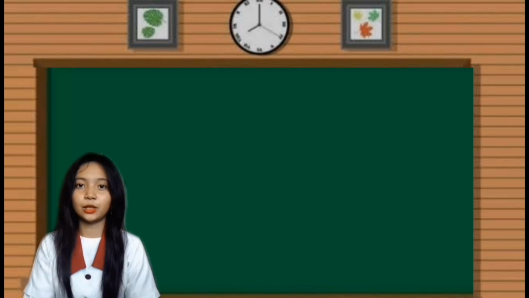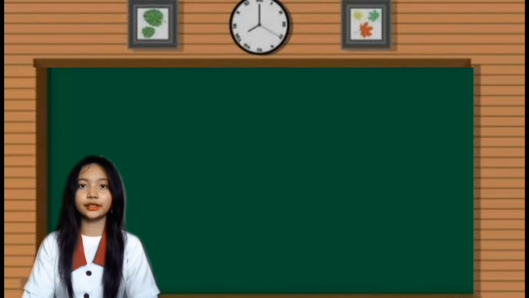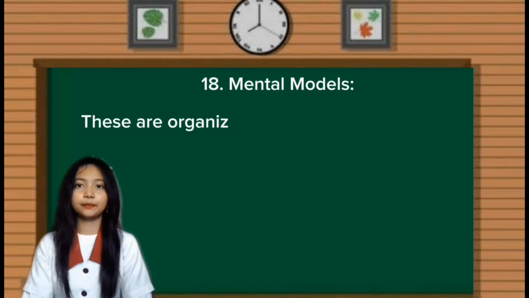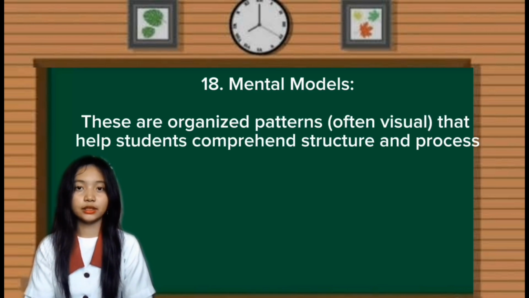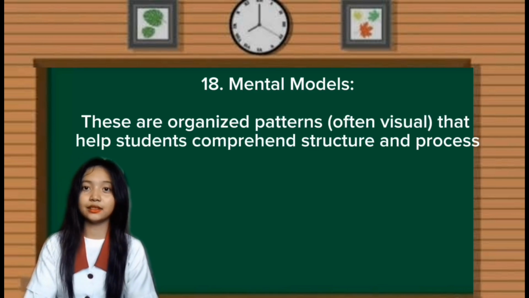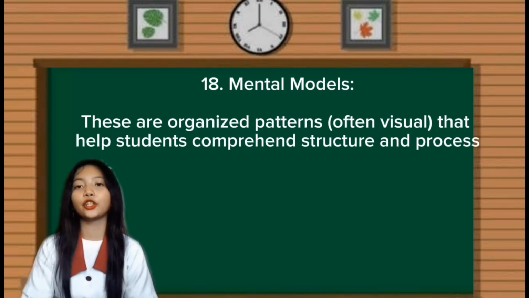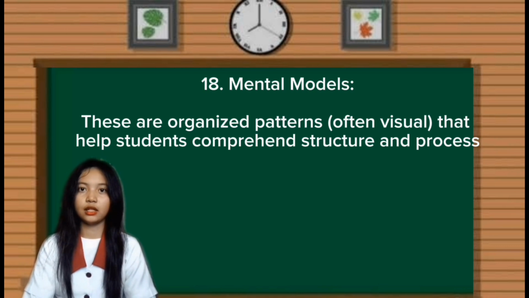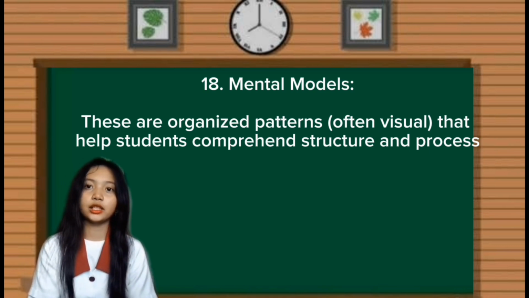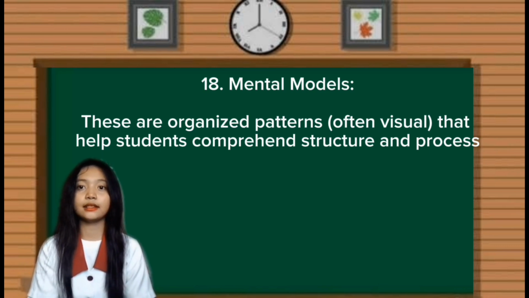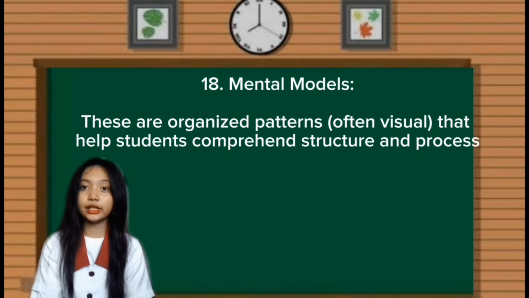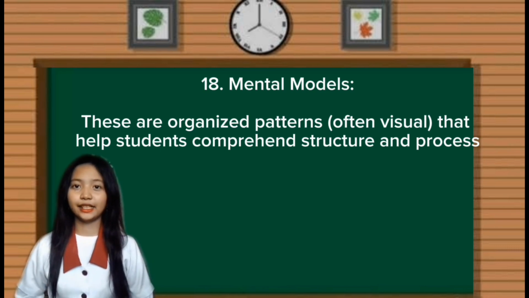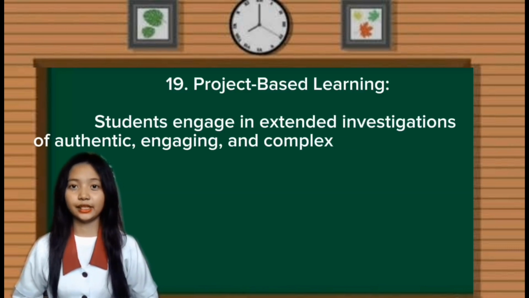So let's proceed to number 18, mental models. These are organized patterns, often visuals, that help students comprehend structures and processes. They serve as tools for problem solving and knowledge application. For example, a flowchart illustrating the steps in photosynthesis, helping students visualize the process and understand the relationship between different components.